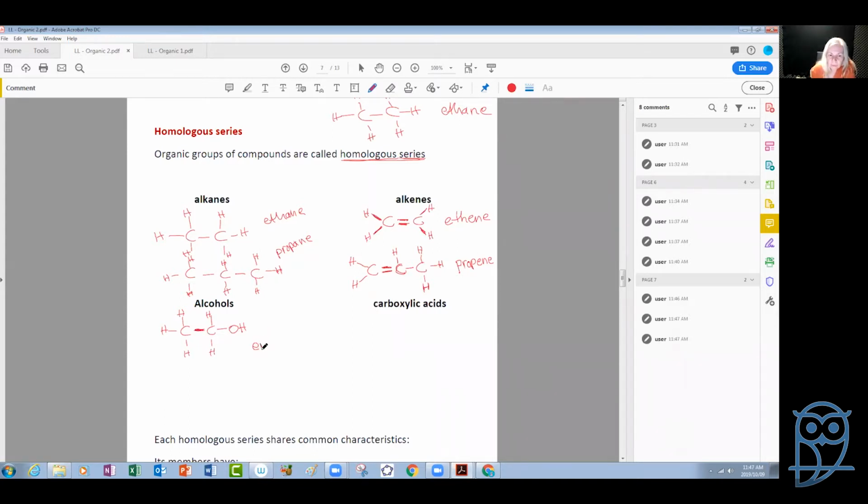The ending of the name of alcohols is, what am I writing there? Sorry, let me concentrate. It ends in ol. So ethanol. The root is the same, since we have two carbons, but the ending is ol. It's a characteristic of the alcohols. Their names end in ol.